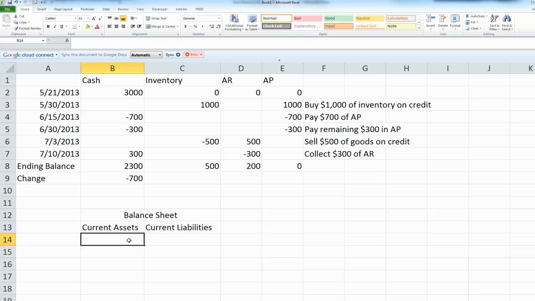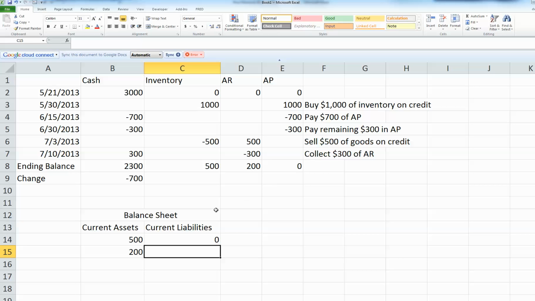So my current assets, I've got inventory of an ending balance of 500. And I'm not going to type the word inventory, I'm just going to put the balances there. And I've got accounts receivable, which is a current asset of 200. And on the right, I've got current liabilities of accounts payable, which at the moment has a balance of zero.